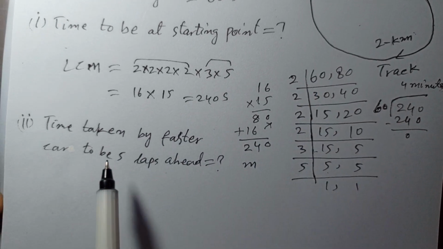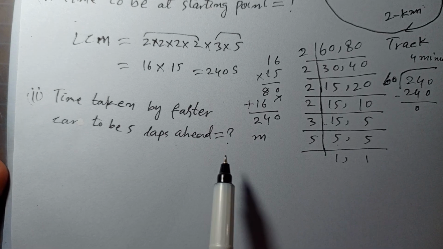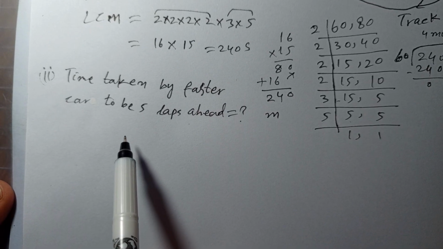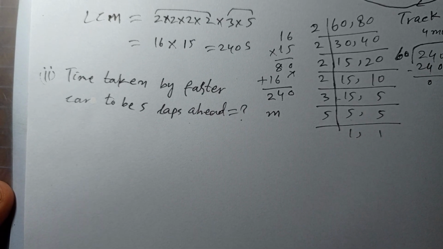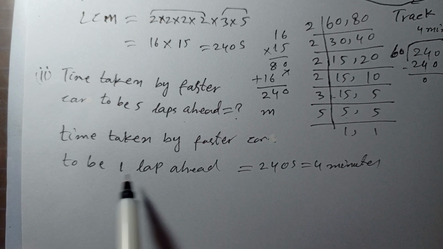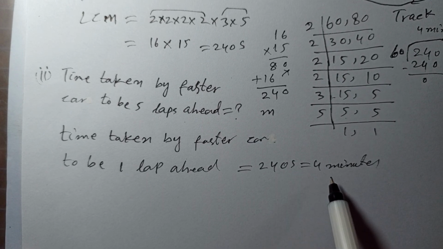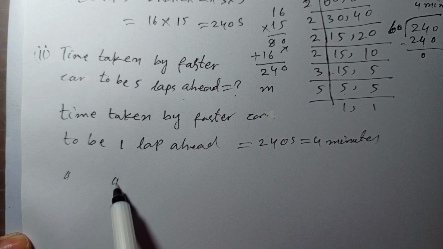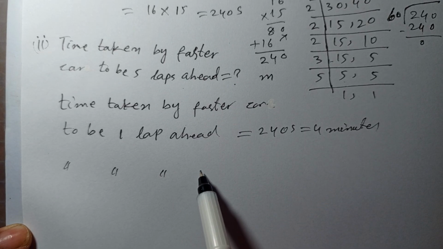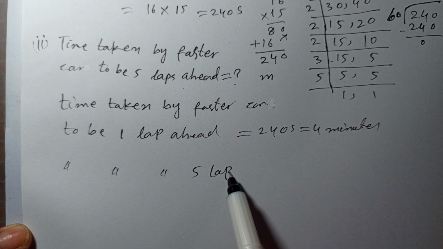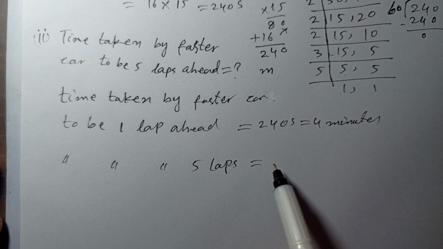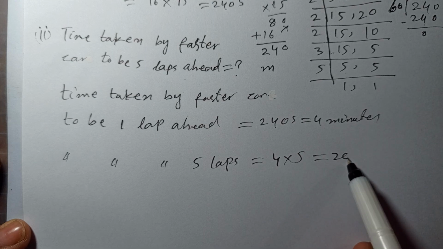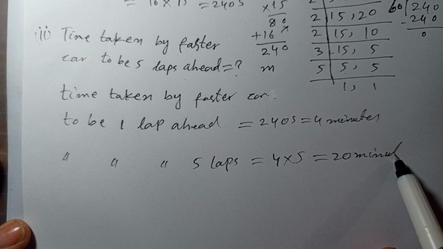Now we have to find the time taken by the faster car to be 5 laps ahead. As we know, the time taken by the faster car to be 1 lap ahead is 240 seconds or 4 minutes. So the time taken by the faster car to be 5 laps ahead will be 4 multiplied by 5. 4 5s are 20. That will be 20 minutes.